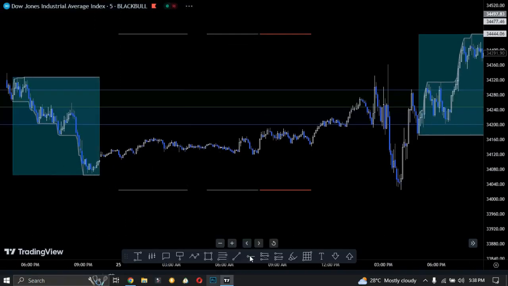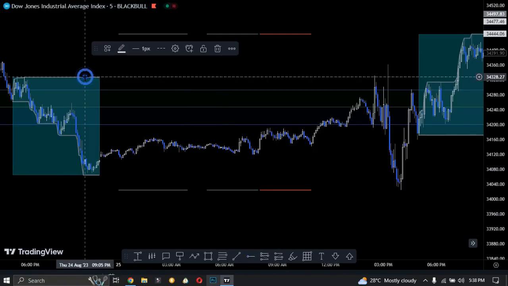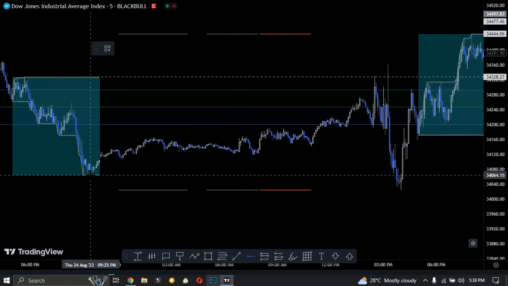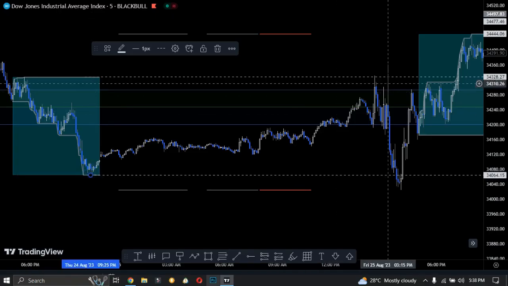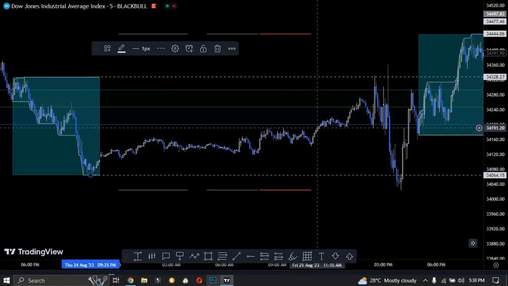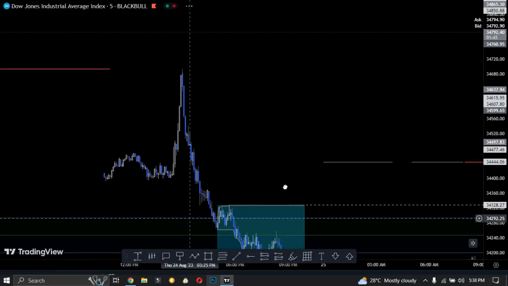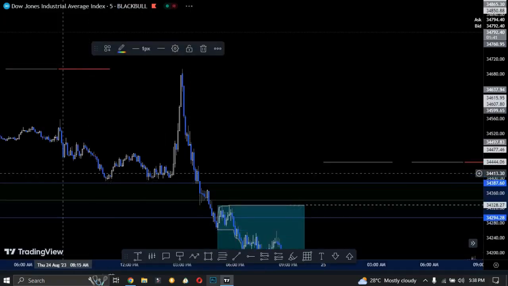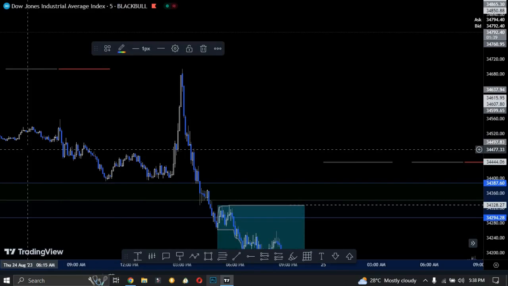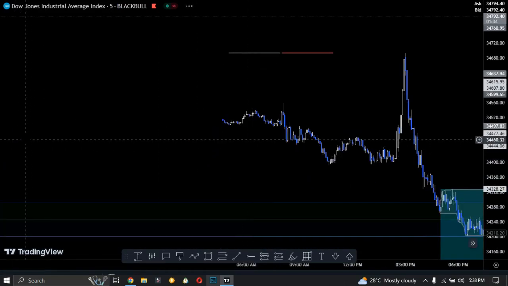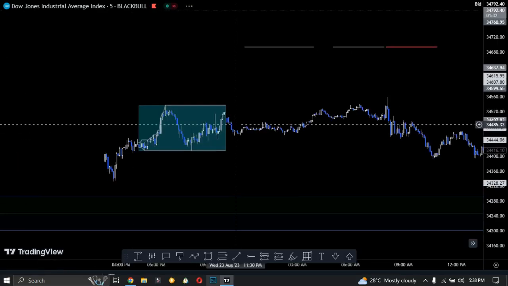Now on this one, this is the highest point, and this is the lowest point. And as you can see, at the end of this particular day, the market did not take out any direction. So that means we will not take any trade. So we head over to the next day to see what happens.